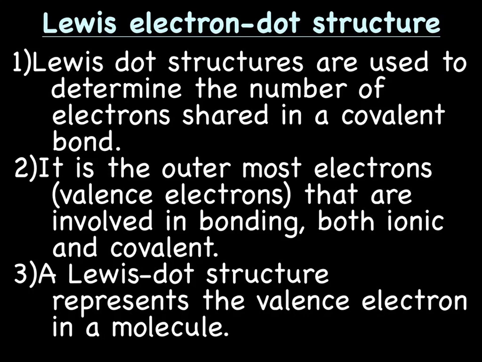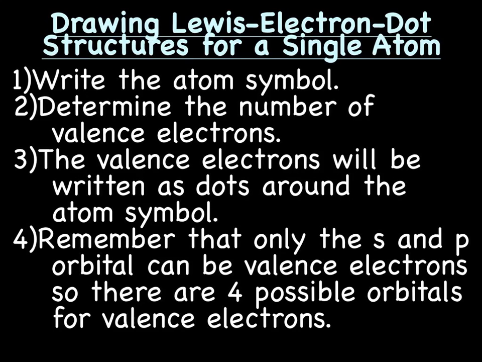And with Lewis-Dot, what you're doing is you're using the outermost electrons, the valence electrons, that are involved in bonding, whether we're talking about covalent or ionic. And Lewis-Dot structures represent the valence electrons in a molecule or in an atom to start out with. Okay, those are the guys involved in bonding. Okay, so drawing Lewis-Dot structures for a single atom. You start by writing the atom symbol. Then you determine the number of valence electrons. The valence electrons are going to be written as little dots around the atom symbol.